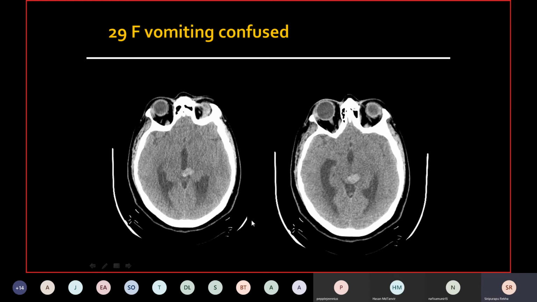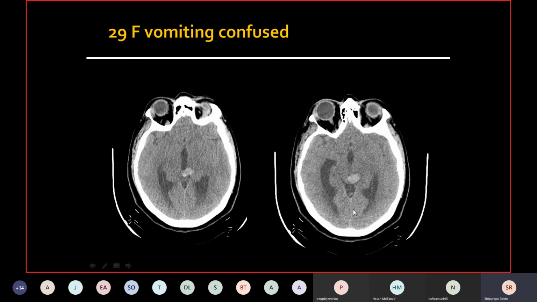So this time a 29-year-old vomiting and confused. Okay, so we have non-contrast CT images here, and we see hemorrhage involving the midbrain dorsally. Likely mass effect on the aqueduct. We're also seeing hydrocephalus with dilatation of the lateral ventricles.